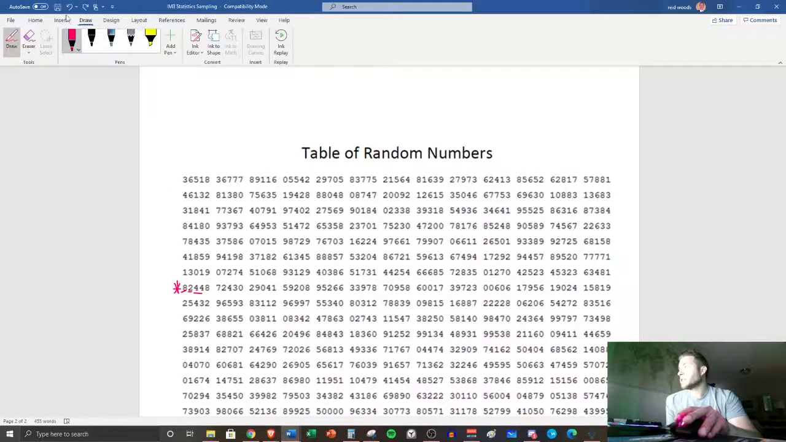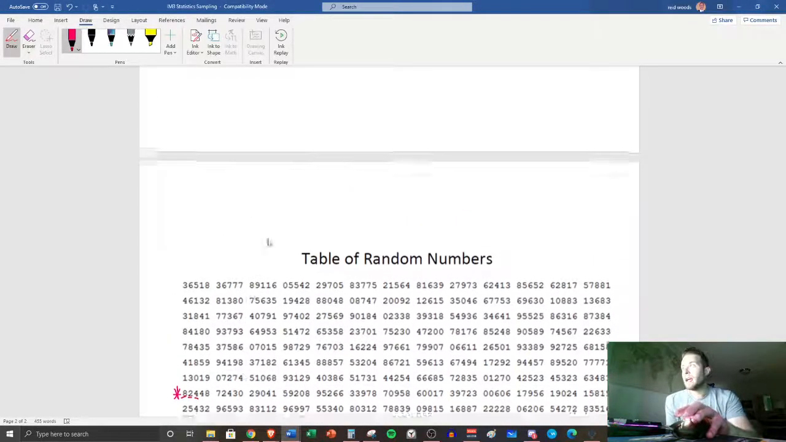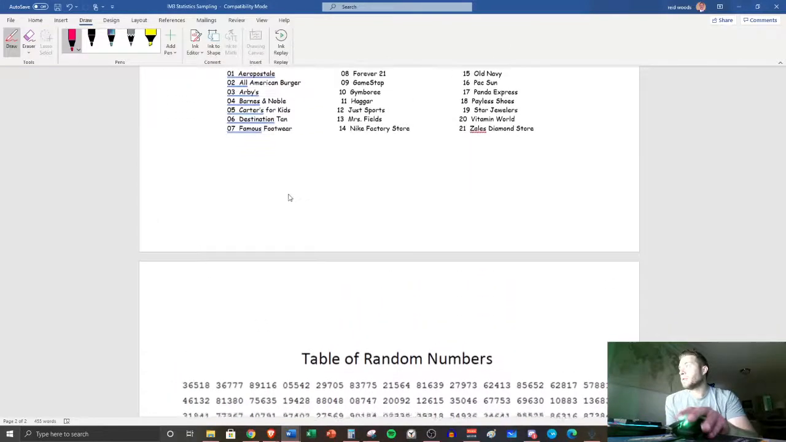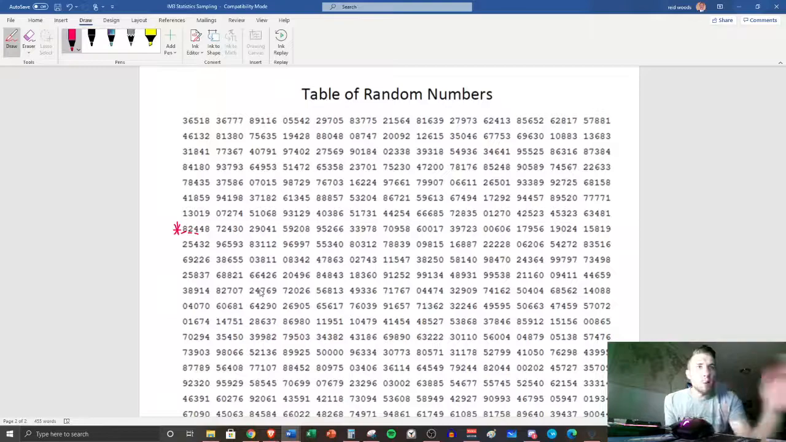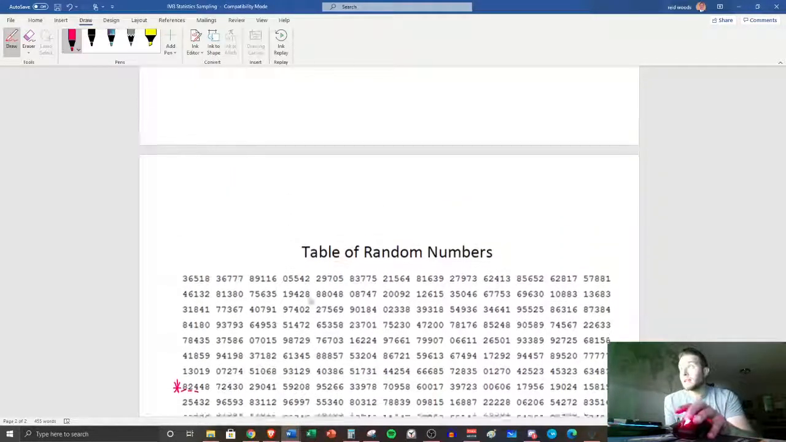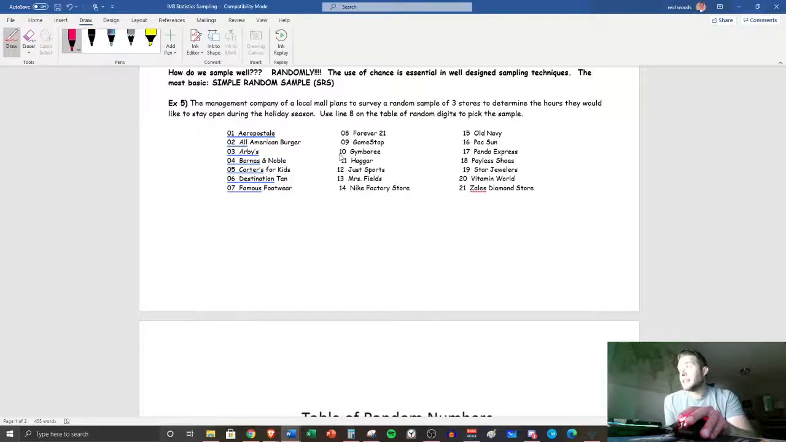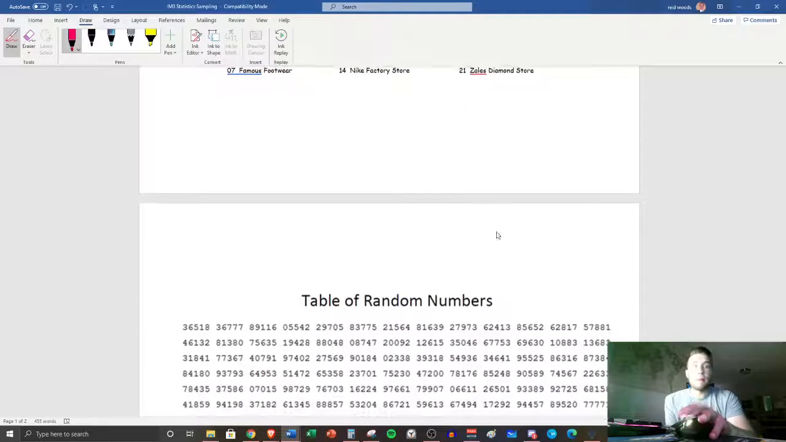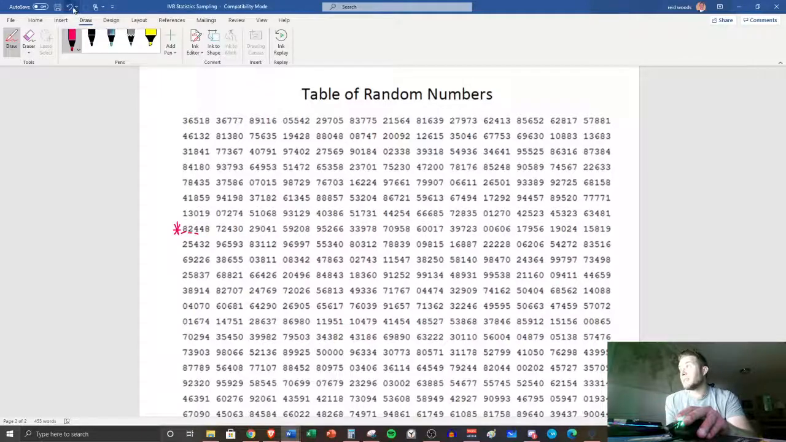So let's start there. This is actually how not to do this correctly. So we're just going to put that out there. This would be going one number at a time, and let's look at that. So it's 8, 2, and 4. That would be Forever 21, All American Burger, and then Barnes and Noble. So what's the problem with going one at a time? Well, who couldn't get picked? Well, that would be 10 or after. I'm not going every 2 digits, so it's impossible.